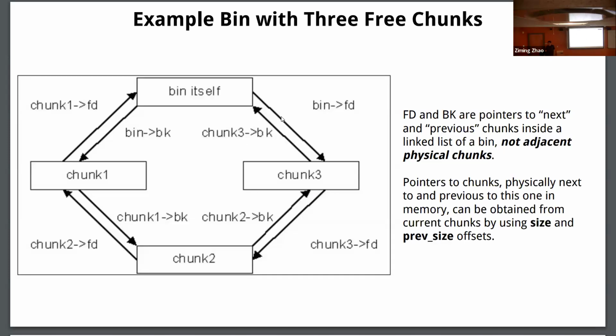Why does chunk 1 go to there? Chunk 1 is the last one, where the last thing points to null. In this case, it's doubly linked, and then we try to make it a circular link.